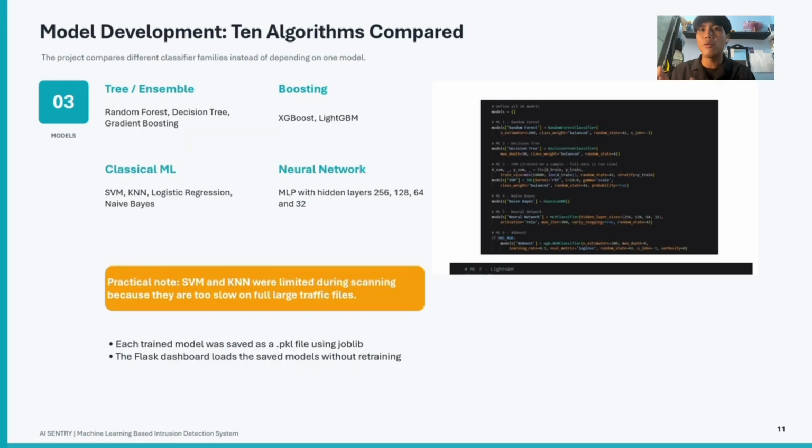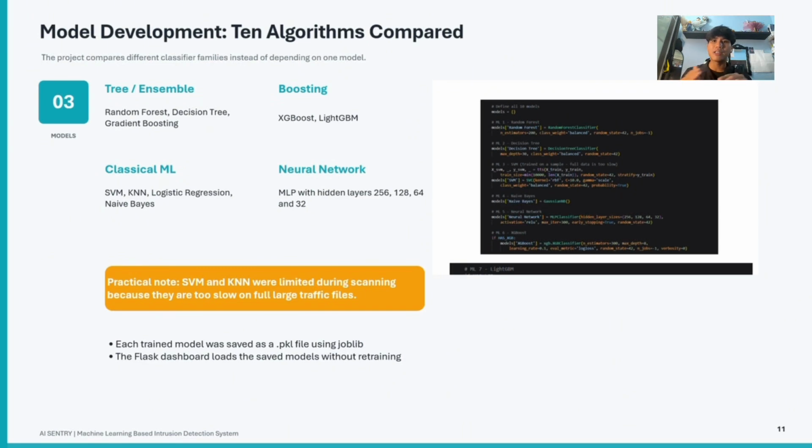Ten machine learning algorithms were trained and compared in this project. The tree and ensemble models are random forest, decision tree, and gradient boosting. The boosting models are XGBoost and LightGBM. The classical machine learning models are support vector machine, K-nearest neighbor, logistic regression, and naive Bayes. The final model is a multi-layer neural network with hidden layers containing 256, 128, 64, and 32 neurons. Using several models allowed me to compare different machine learning approaches instead of depending on only one algorithm.